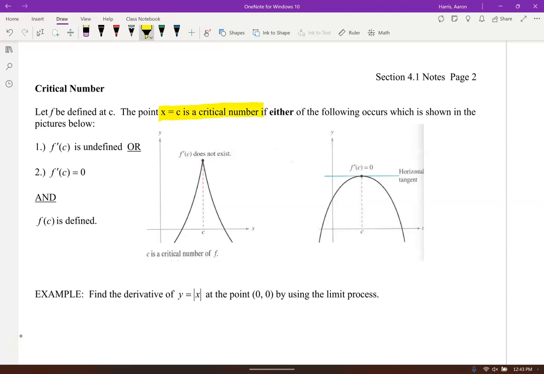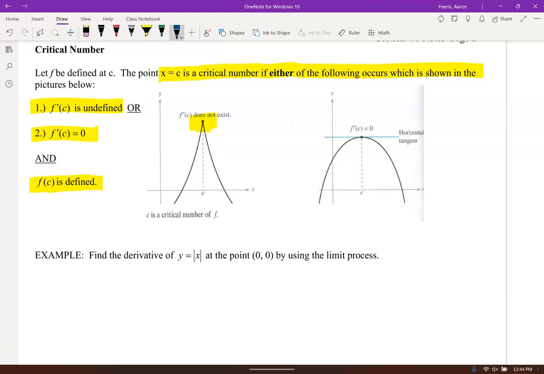X equals c is a critical number if either of the following occurs. The derivative is undefined, like this where we've got a sharp point. That would be where the derivative is undefined. Or the slope of the tangent is horizontal, right? The derivative is 0. And the original function has to be defined there to qualify as a critical point. Okay.